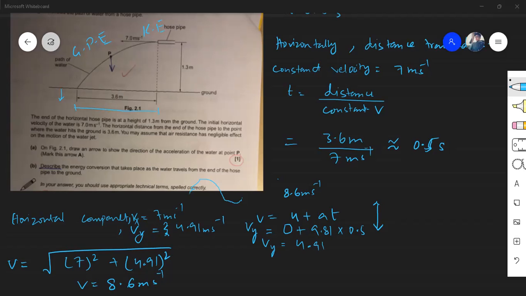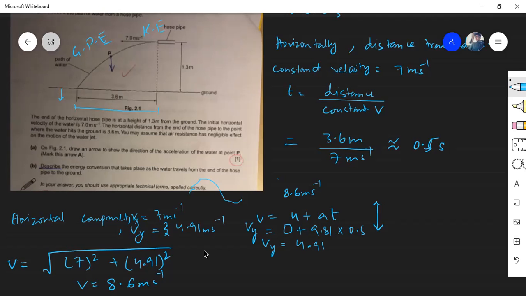Why are you square rooting the answer? Oh, so this is the way we find the magnitude. When a vector has vertical and horizontal components, we find the magnitude by using this formula. Do you know this formula, or should I teach you? I can give you an overview of this formula. Which formula? v equals u plus at? No, the square one, this one.